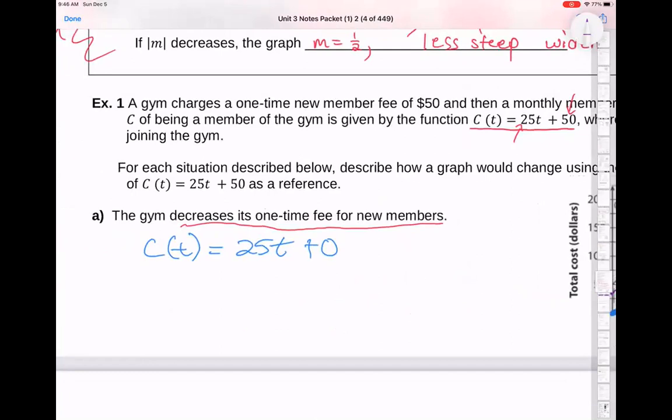So to answer our question, our graph would just vertically shift downward. So we still have the same graph, it's just it got bumped down. All right. Go ahead, feel free to pause the video if you have any questions on example 1A.